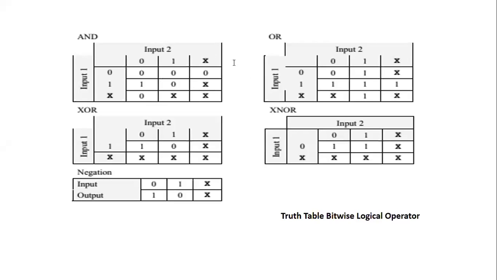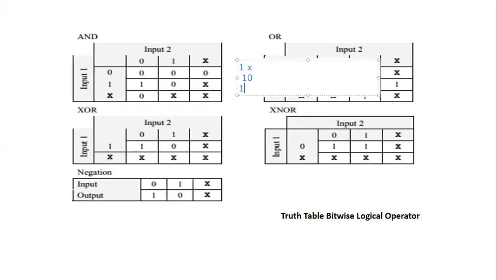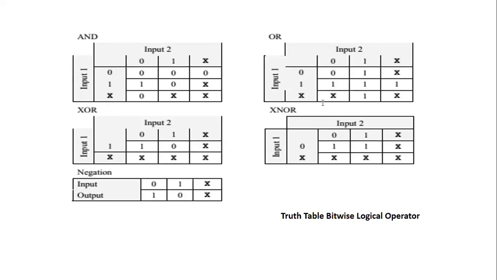I'll repeat it. When I take 1 X, X can take the value 0 or 1. It is equivalent to 1, 0 and also equivalent to 1, 1. When it is 1 and 0, output will be 0. When it is 1 and 1, output is 1. So 0 and 1 represents nothing but X. So 1 and X will be equal to X. Similarly, we have truth tables for AND, OR, XOR, XNOR and X negation. You can analyze this truth table.